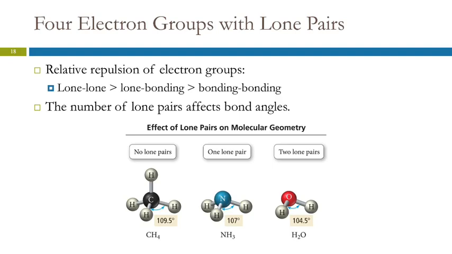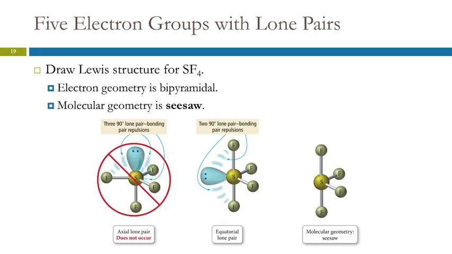So, lone pair is the strongest repulsion. Then lone pair with a bonding pair, and the least repulsive would be two bonding pairs. So how many lone pairs you have on that central atom affects the bond angles. So let's look at 5 electron groups with lone pairs.